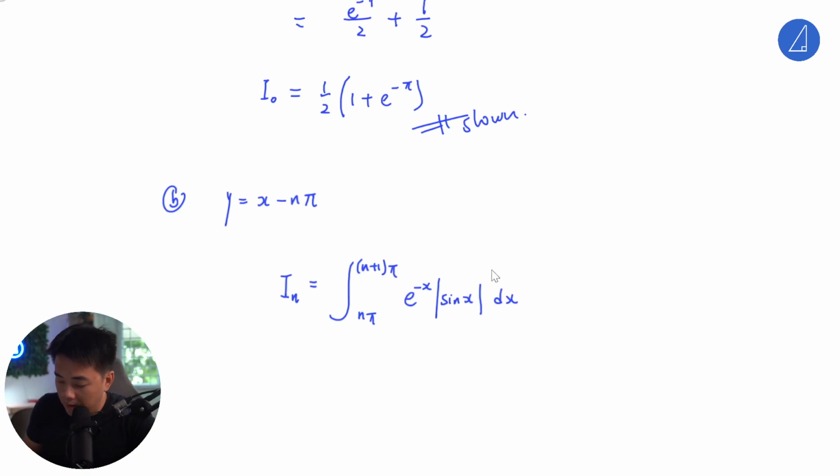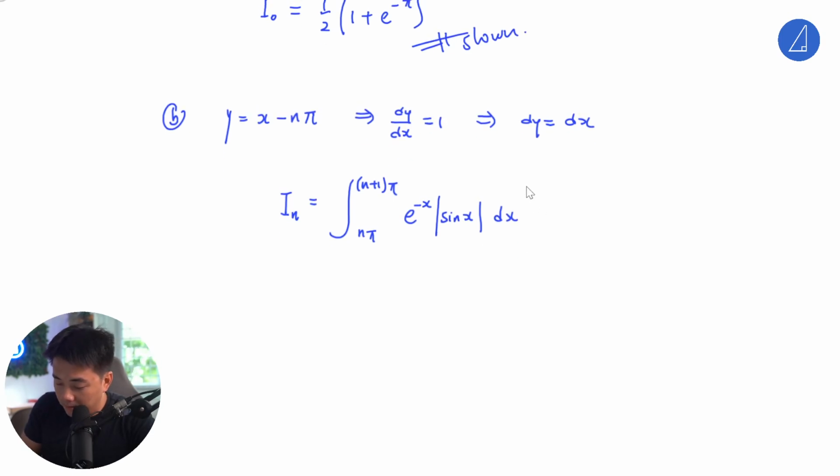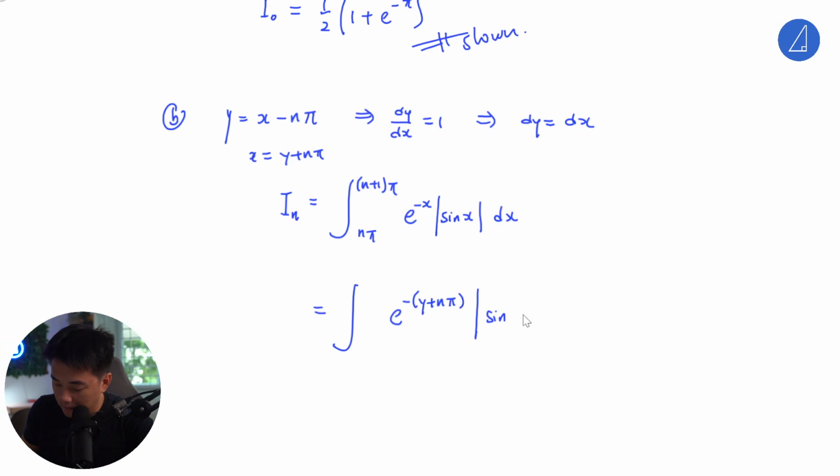Okay, so what we now need to do is just differentiate. dy/dx will just be 1, since n pi is a constant. So essentially what you get is dy equals dx. So what we're going to do is just replace all the values into y. For example, you know that x is equal to y plus n pi. So this case here will be e^(-(y plus n pi)), then this will be sine of (y plus n pi). Be careful about the modulus. So dy equals dx, so we can just replace this.